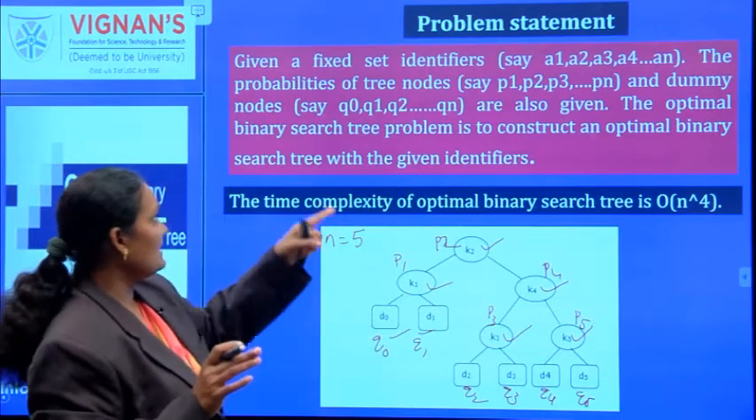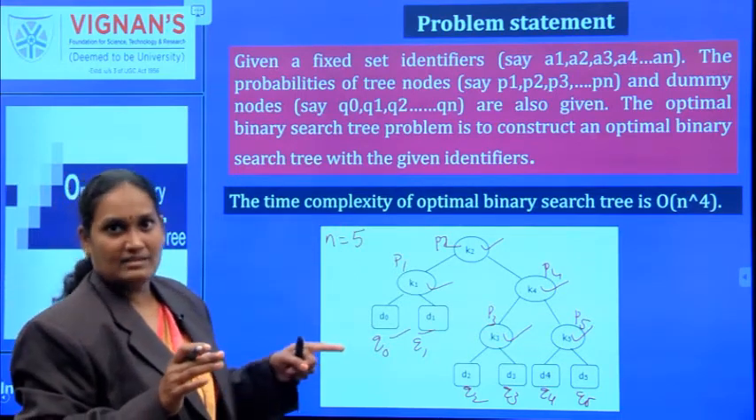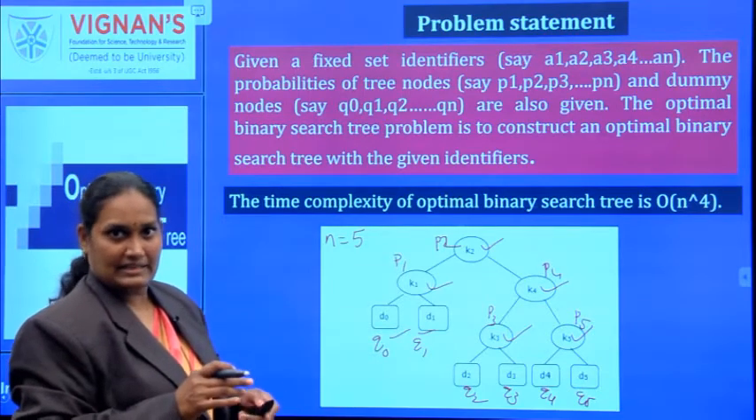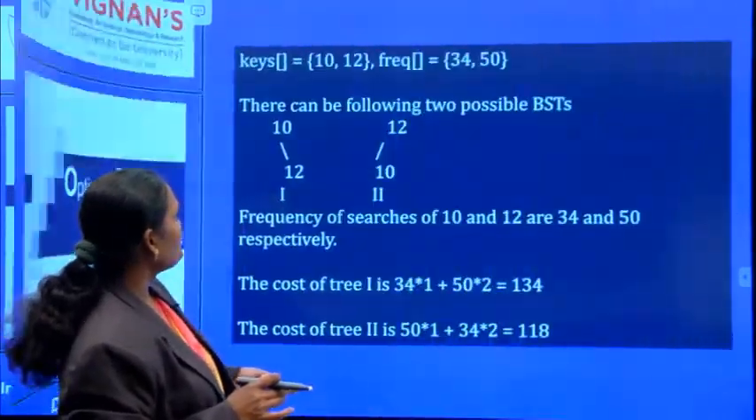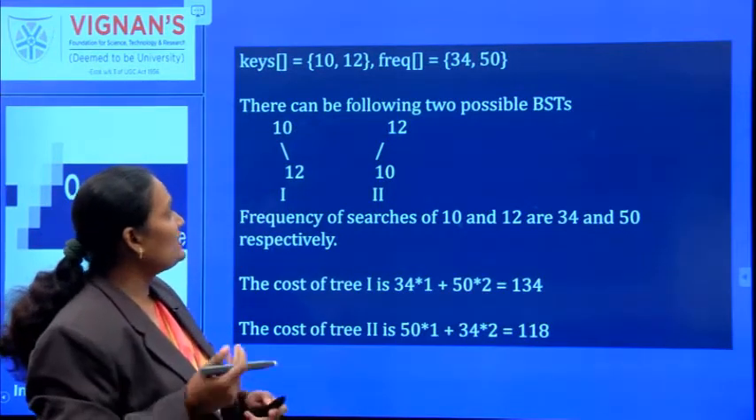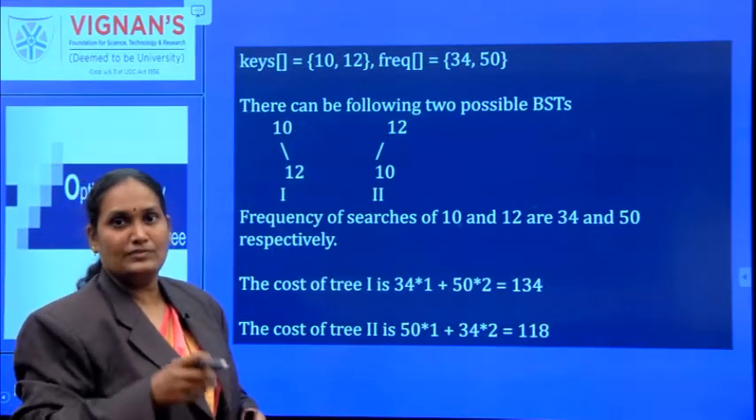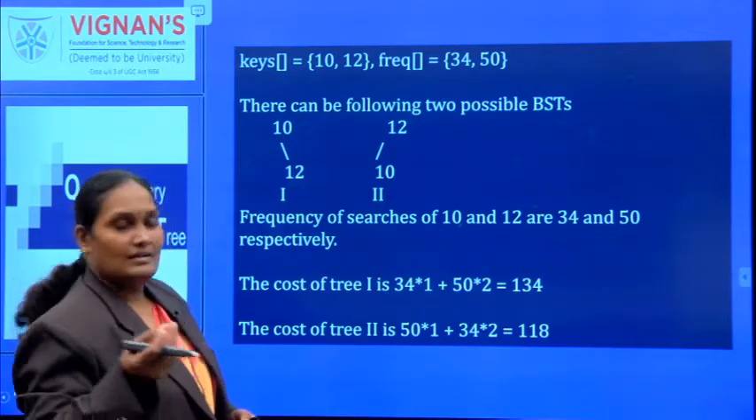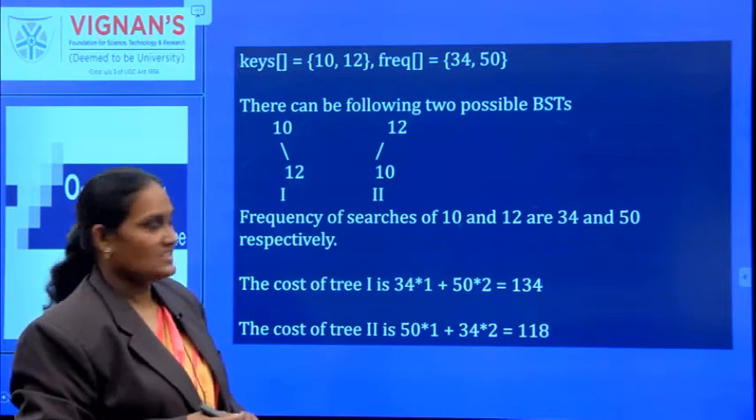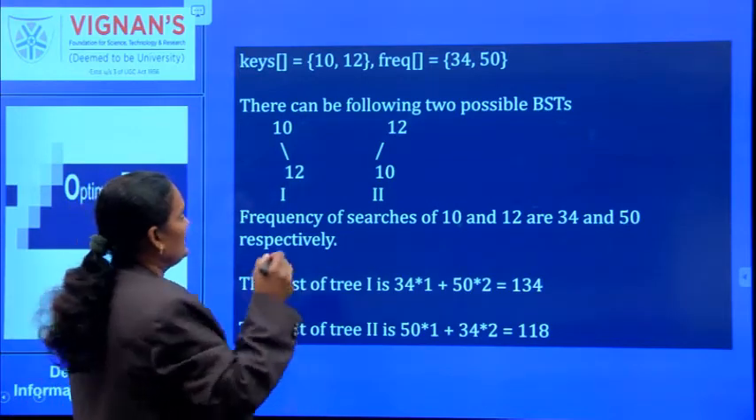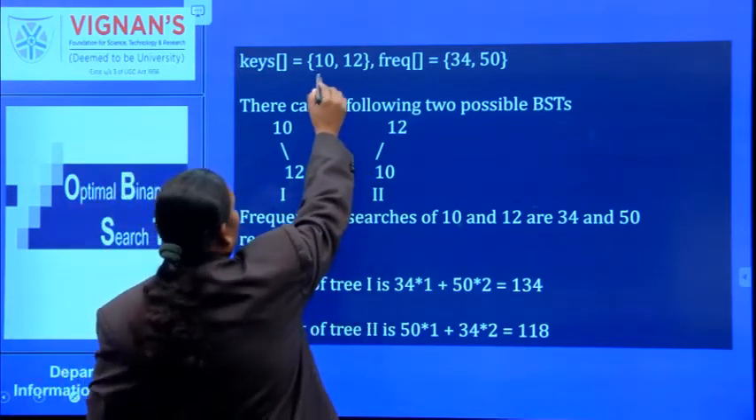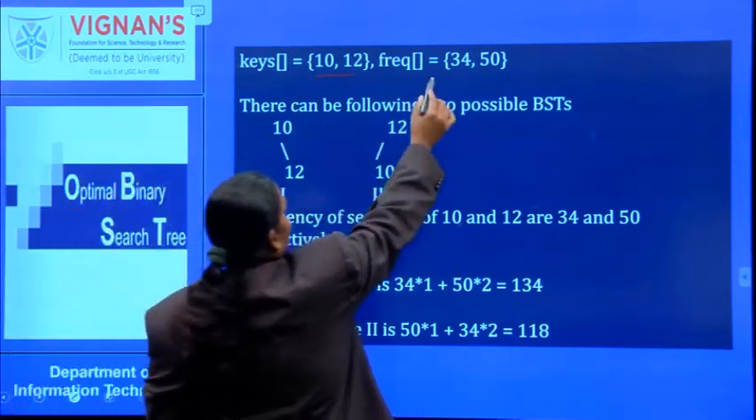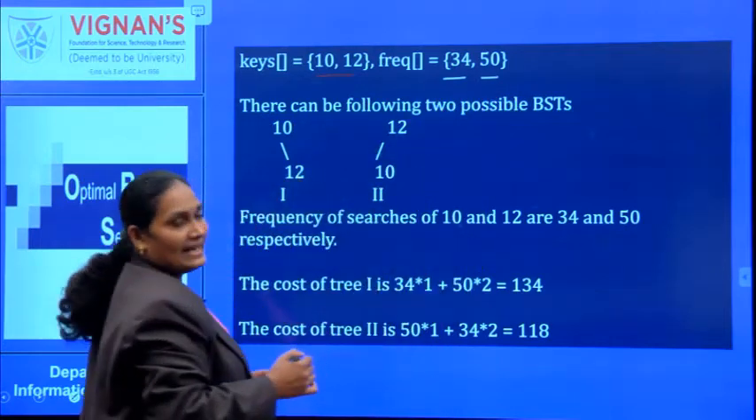Right. So by using all these values, we need to find the optimal binary search tree for the given identifiers. Now let us see here manually how to do this process. If you have been given the probabilities, how do we find the optimal binary search tree? For simply explaining, I have taken an example where I give keys 10, 12 and their frequencies as 34 and 50.